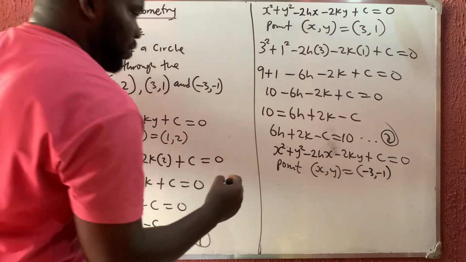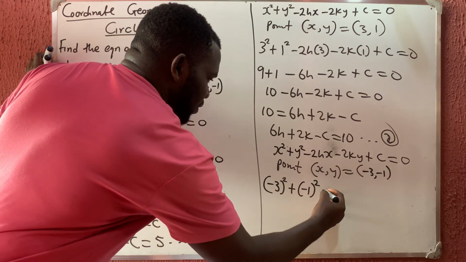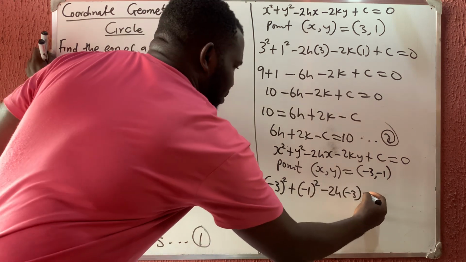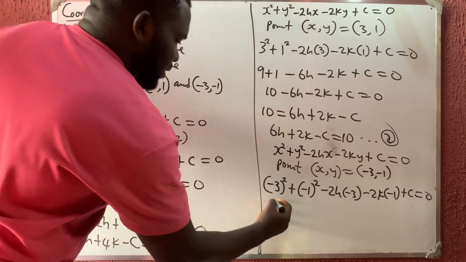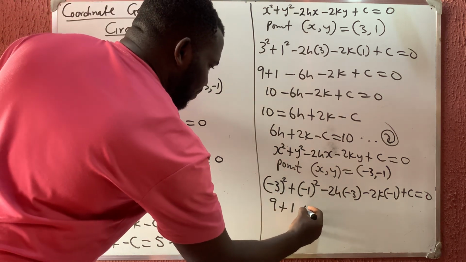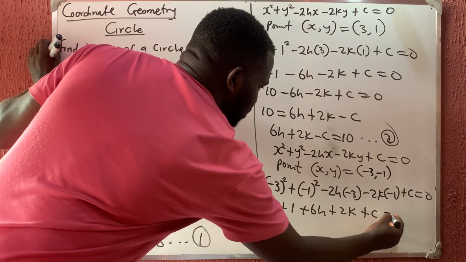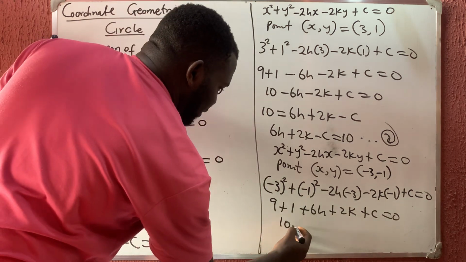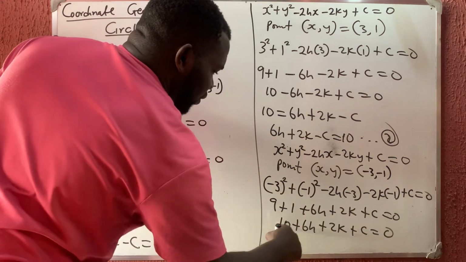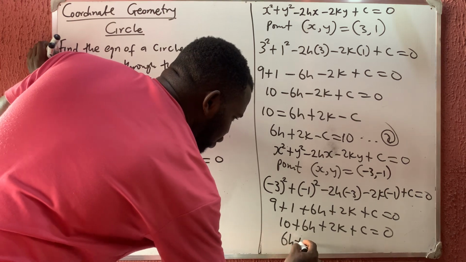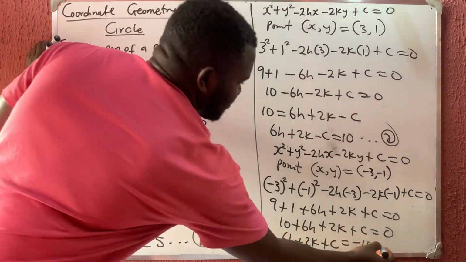So if we substitute, I'm going to have minus 3 all squared plus minus 1 all squared minus 2h into minus 3 minus 2k into minus 1 plus c is equal to 0. So if I clear, this one is giving me 9 plus 1 plus 6h plus 2k plus c equal to 0. So this and this will give me 10 plus 6h plus 2k plus c is equal to 0. So therefore, this one moving here, I'm going to have 6h plus 2k plus c is equal to what? Minus 10. Okay, so this is my equation 3.